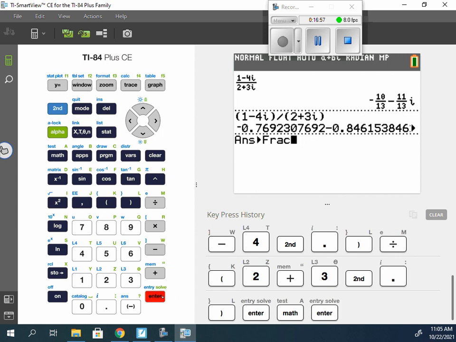Enter. Isn't that the same thing we just got when we worked it out? Yeah. So it can do it. These calculators can do it. We just have to turn it into division. We can't have it using alpha y equals. It won't like it. It won't let us do it that way.